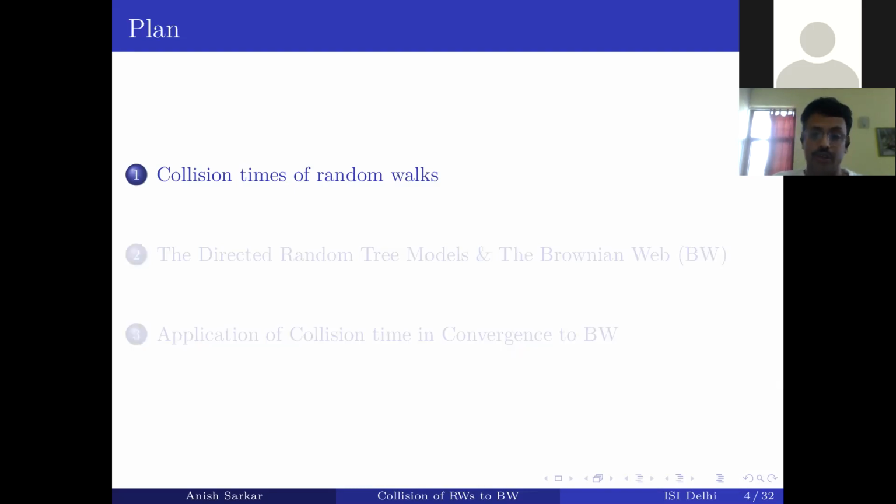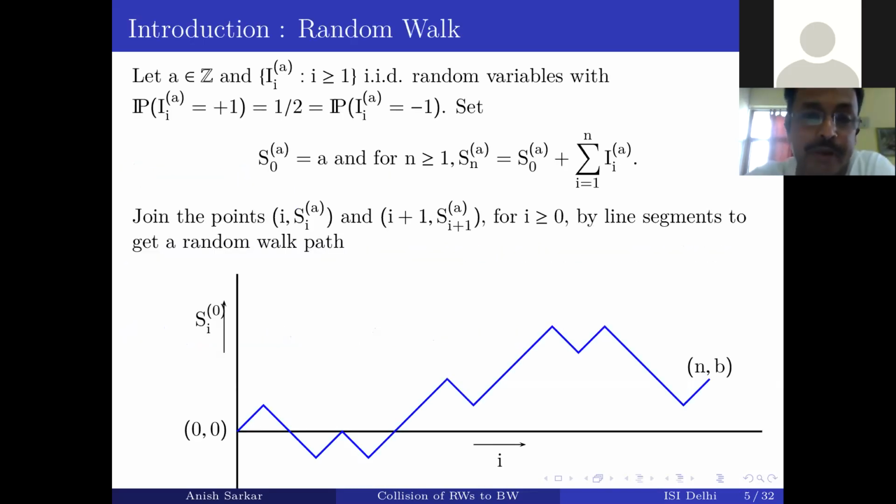So, collision time of random walks. This will be very elementary to start with. Most of you, all of you, know what a random walk is, but let's still go over this. I start at a point A in the integer lattice. A can be positive, negative, whatever. And I take increments of +1 and -1. So you toss a coin. If you get head, you go from A to A+1, and if tail, from A to A-1. And you continue doing this.